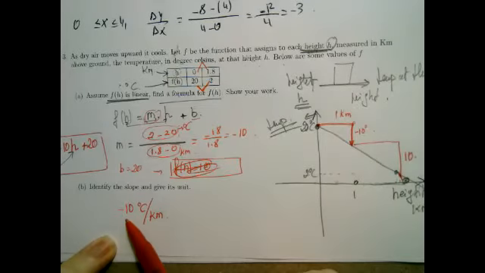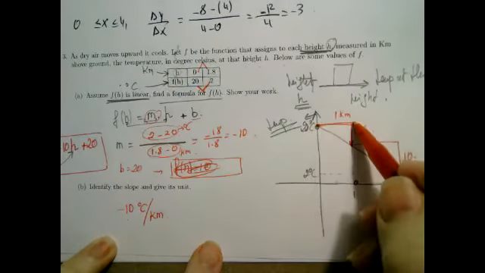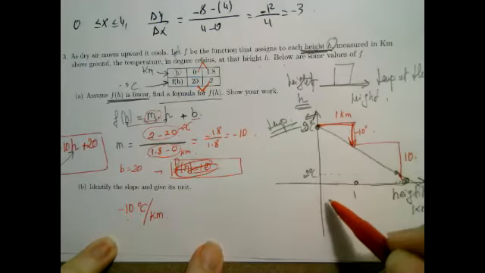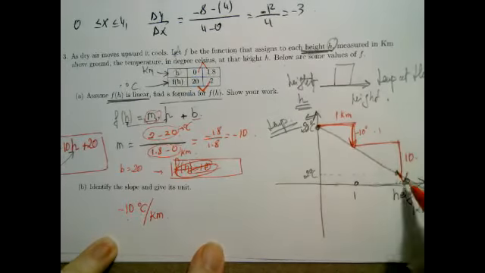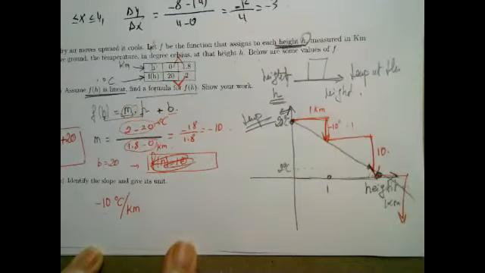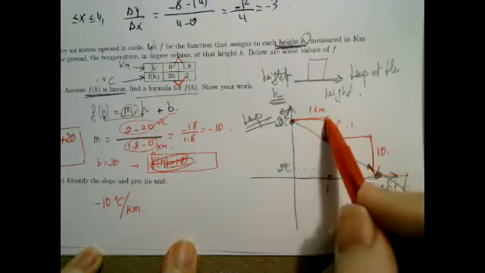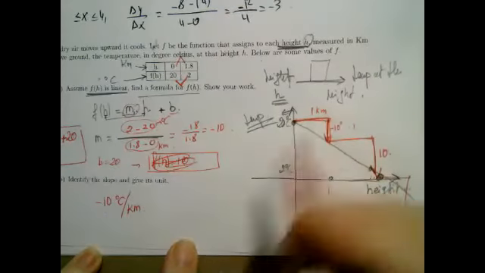So the unit is 10 degrees per kilometer. Every kilometer in height, the temperature goes down by 10. That's the slope. Another extra kilometer, another 10. Another extra kilometer, another 10. That's how the picture should be. That's really what the slope is: the change of output per unit change of input.